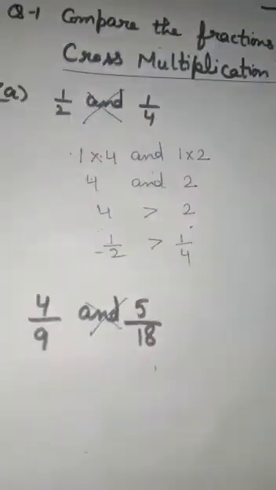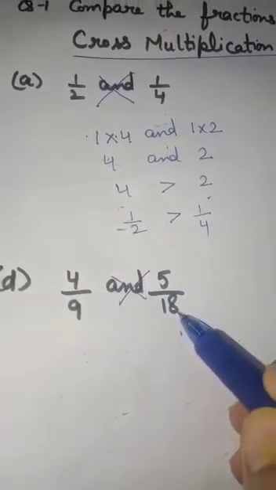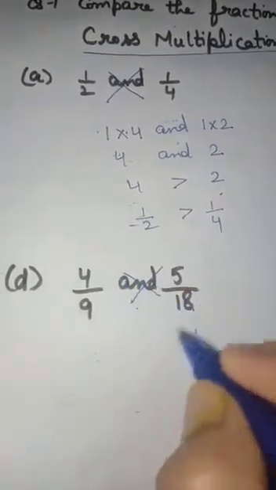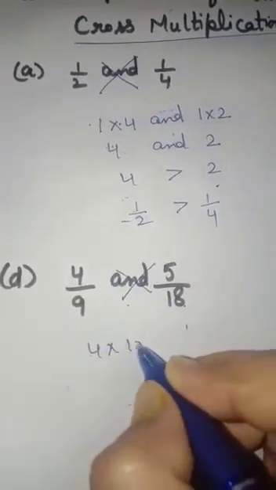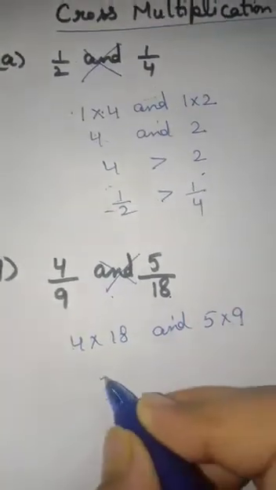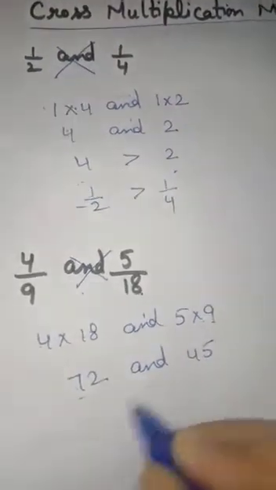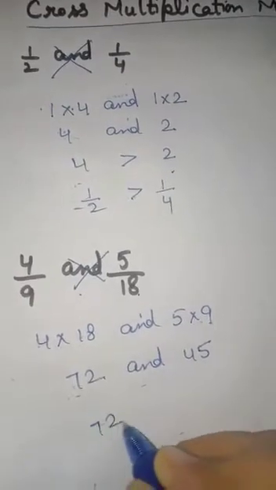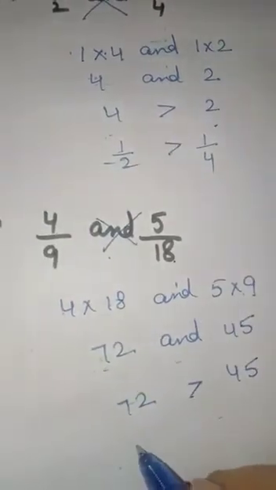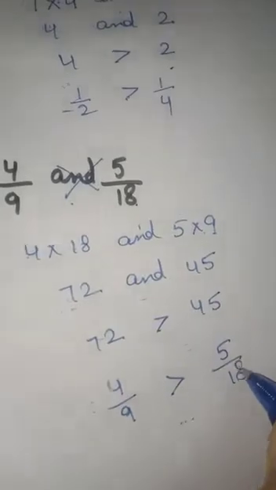Let's see one more example. It's D part, 4 by 9 and 5 by 18. In the same way, put a cross in between them. This 4 will be multiplied by 18 and 5 multiplied by 9. 4 18s are 72 and 5 9s are 45. Compare these two numbers. 72 is greater than 45. So the fraction on the same side, 4 by 9, is greater than 5 by 18.